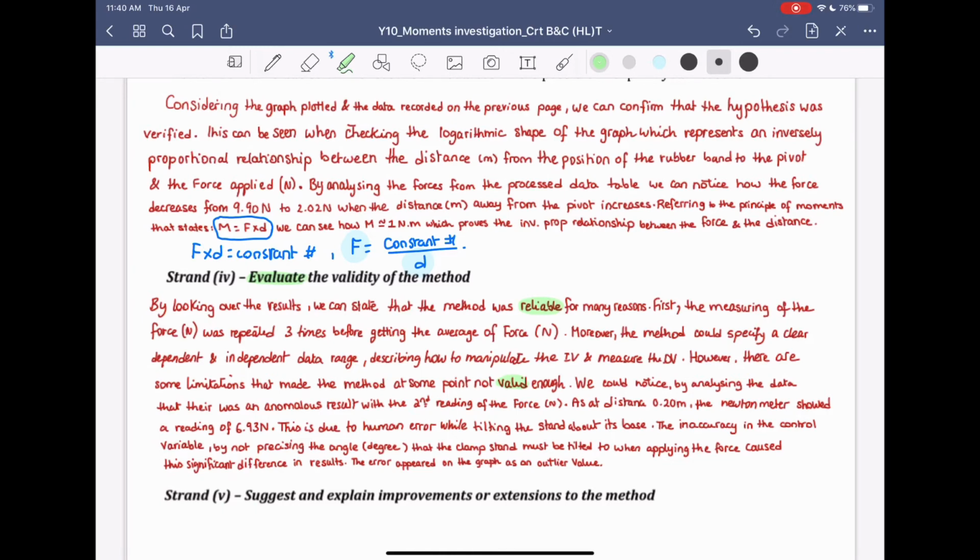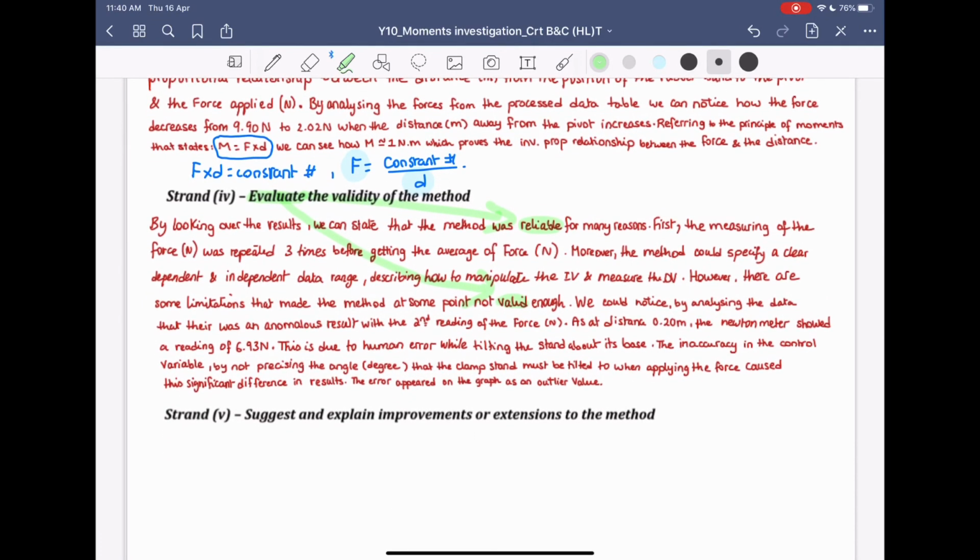So by looking over the results, we can state that the method was reliable for many reasons. What are the reasons? First, the measuring of the force in Newton was repeated 3 times before getting the average. Moreover, the method could specify a clear independent and dependent data range describing how to manipulate the IV and how to measure the DV. However, there are some limitations that made the method at some point not valid enough. So you see how I am talking about 2 things in evaluation.